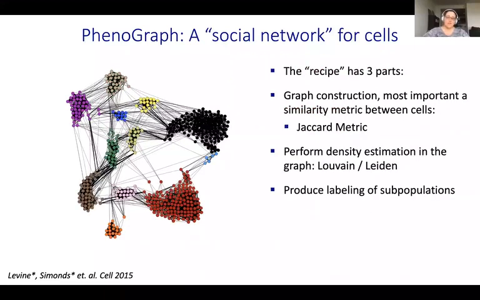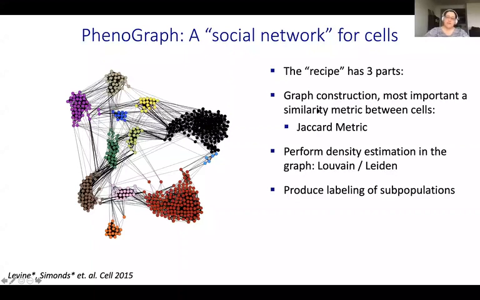Now this recipe, which we first showed is a good way to cluster single cell data, still with CyTOF data together with Gary Nolan, has three components. How do you build the graph, and particularly what similarity metric you use? How do you perform the density estimation and break this graph that you just constructed into clusters? And of course, some of the most challenging part, now that you've clustered it, how do you label and interpret your resulting populations? And I'd like to bring your attention to what I think is pretty important, which is the Jaccard metric.